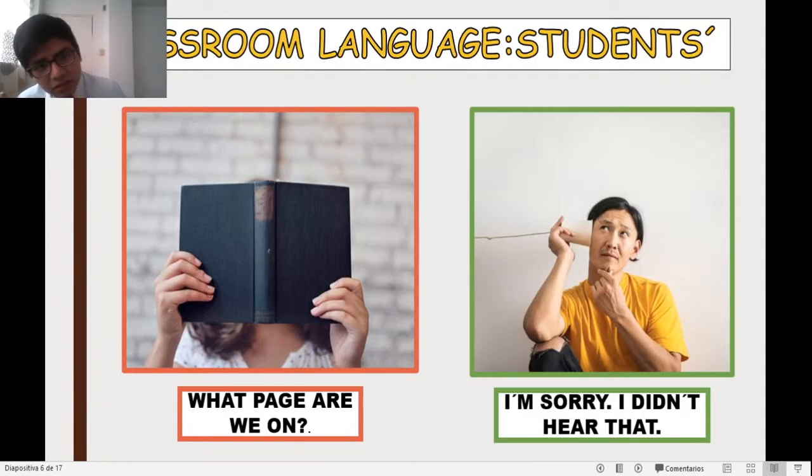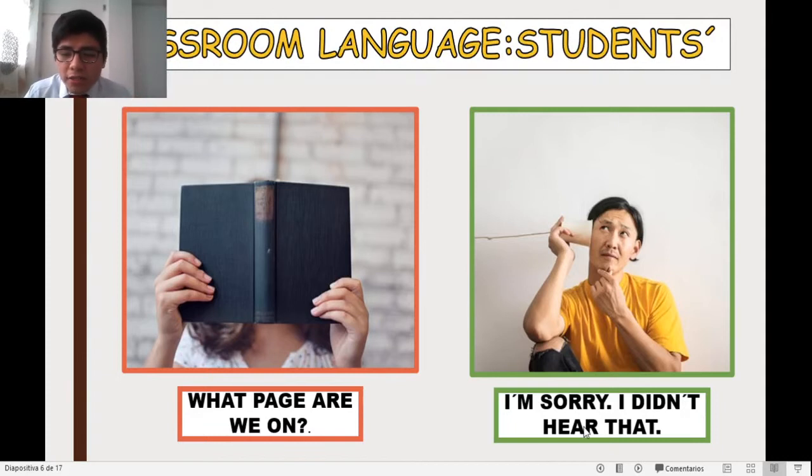Hear, listen. Okay, they are almost equal. So this phrase is, for example, when you cannot listen to your teacher's words. Okay, so you say, I'm sorry, I didn't hear that. Lo siento, no escuché muy bien.